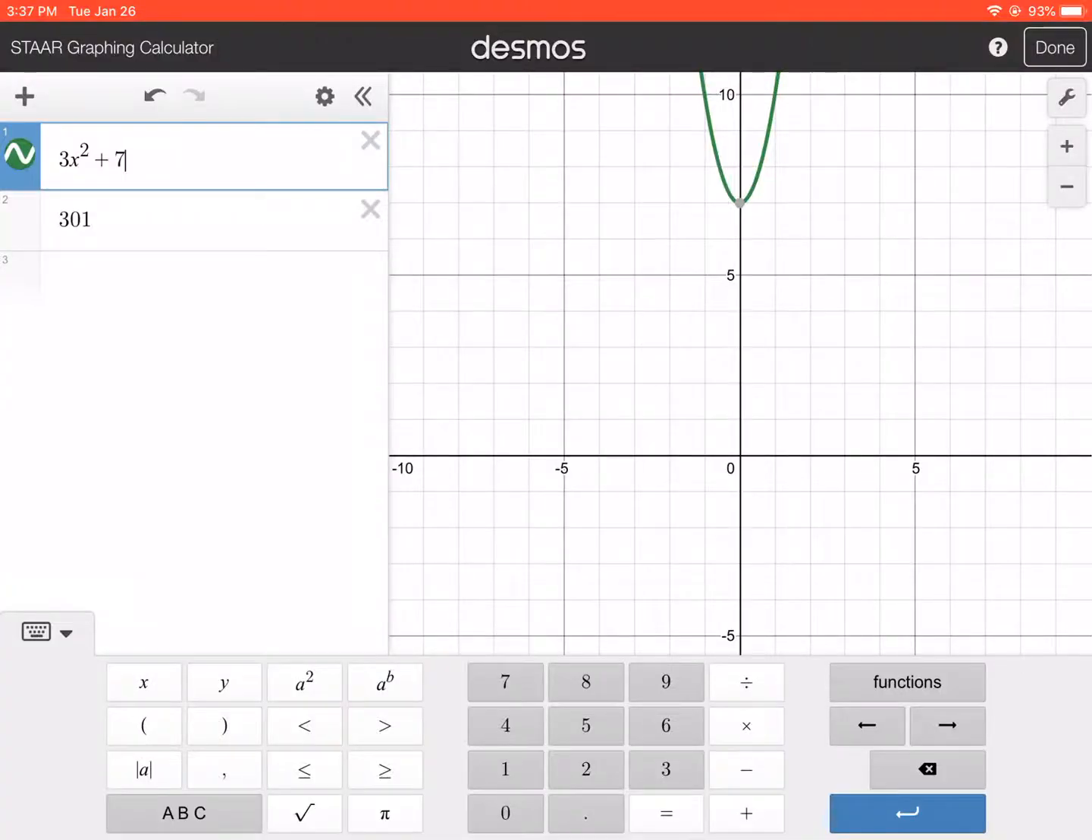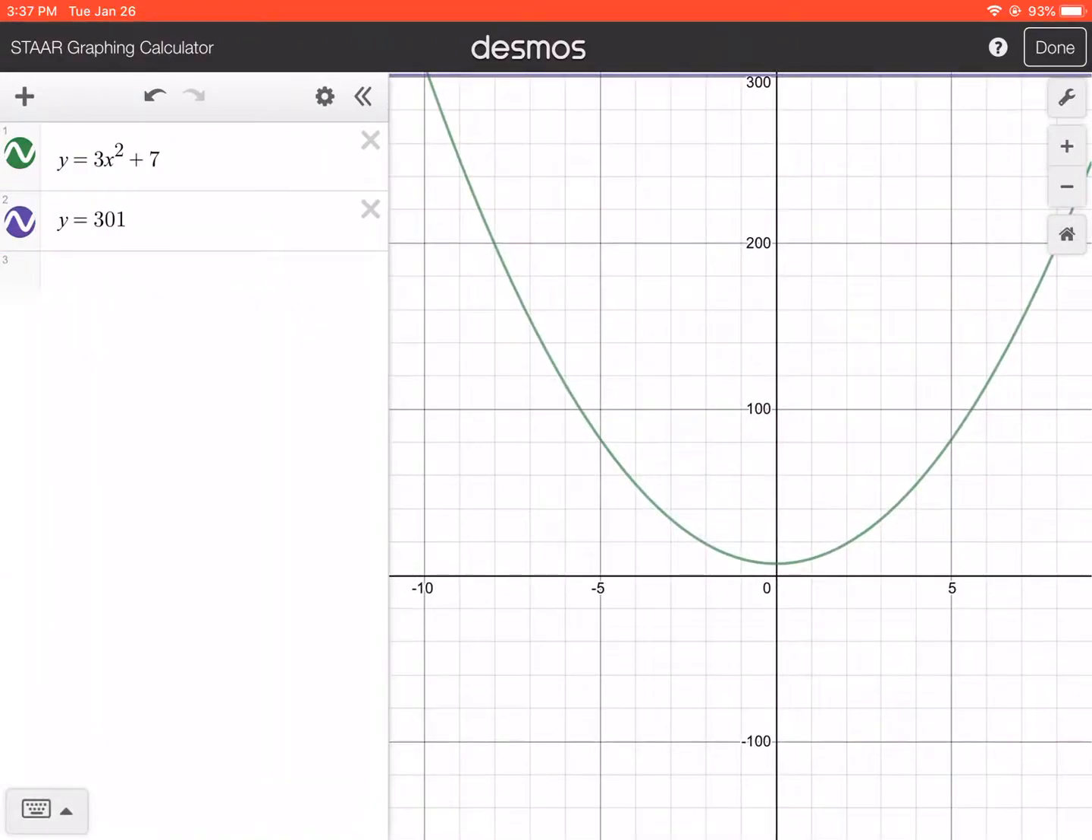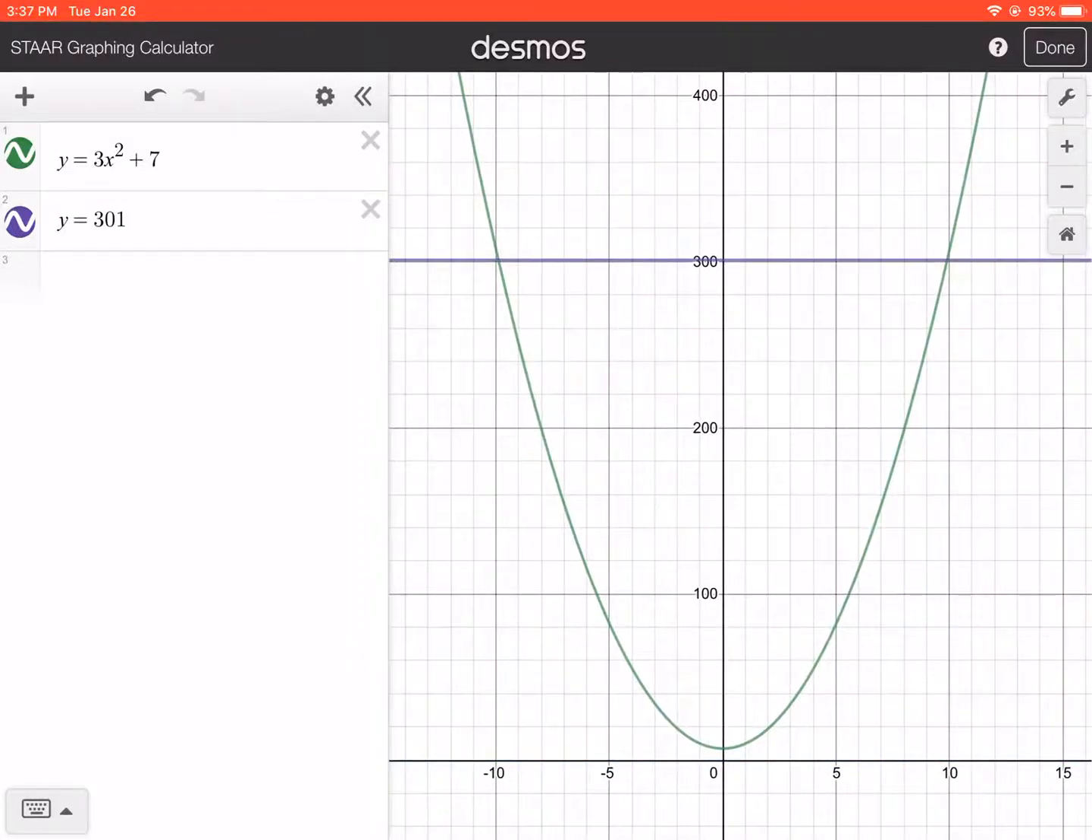I wanted to show you what would happen if you type these in with y equals and there's no other line there, and you won't be able to see it on this screen. The reason you can't see this other purple line is because it's all the way up at 301. So you can move your Desmos screen around and zoom and push, pull, and drag until you see the green, which is a U, a parabola, and the purple line.